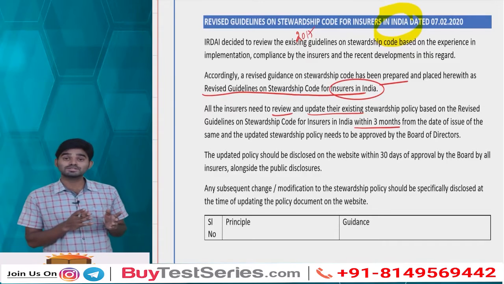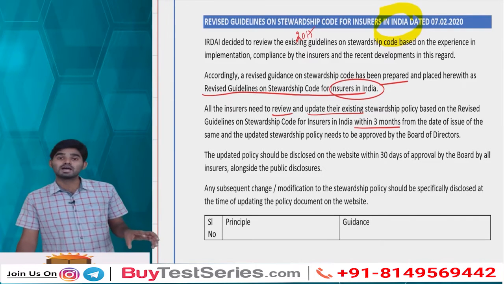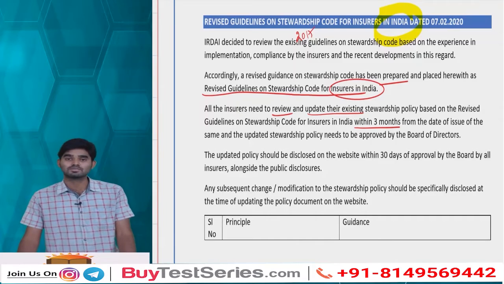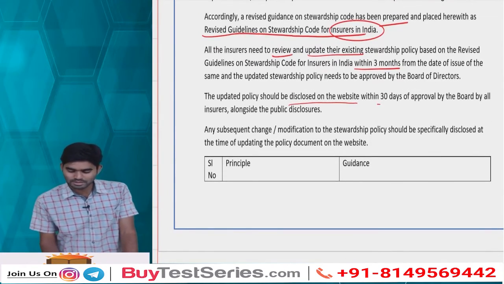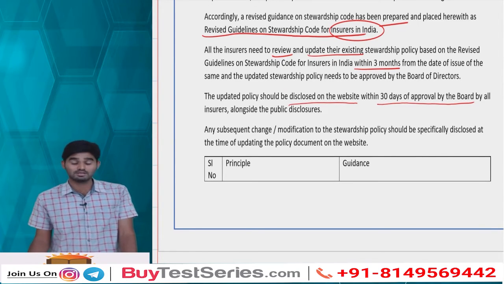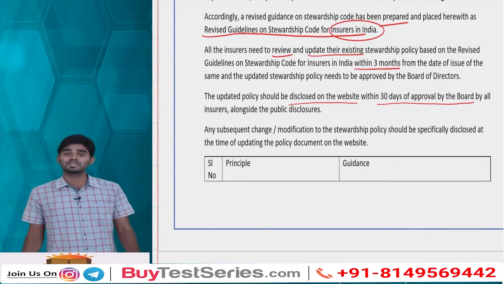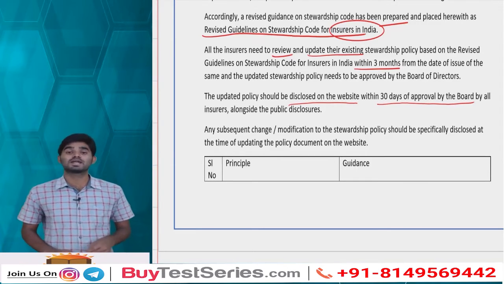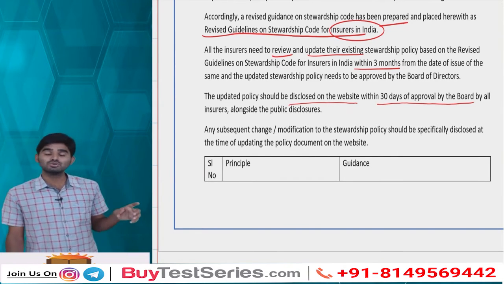Sir, on 7th February 2020 it has been released, so within 3 months you need to update your stewardship policy, and that policy has to be approved by your board of directors, and you shall also make disclosures, and wherever you have a website you host your stewardship policy. What it says is, the updated policy shall be disclosed on the website within 30 days with the approval of the board alongside the public disclosures. Clear, everyone? So within 3 months of the release of these guidelines, you need to amend your existing stewardship policies and update them with regard to the new additions, and also you need to host that.